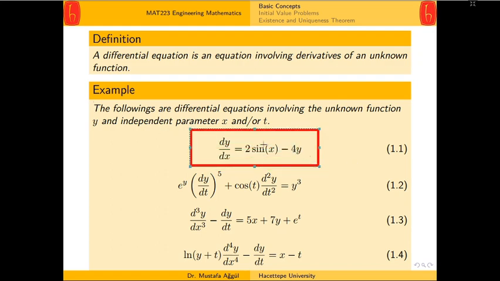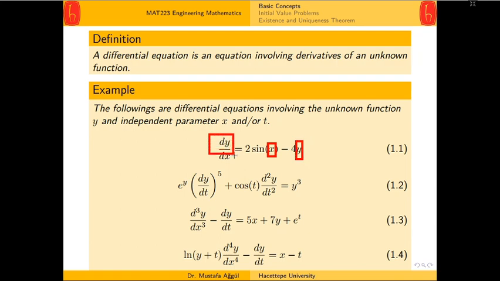For example, in the first example, we see dy/dx. This is the derivative of y with respect to x, and this is equal to 2 times sine of x minus 4y. Here we call x the independent parameter, and y is the dependent parameter, or the unknown function. So in this example, we have one independent parameter x, one unknown function y, and its derivative. We have an equal sign, that means we have an equation. Since this equation involves derivatives, it is a differential equation.